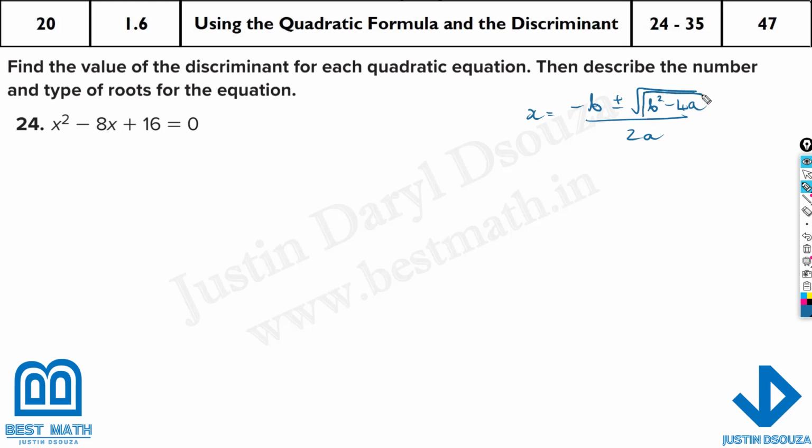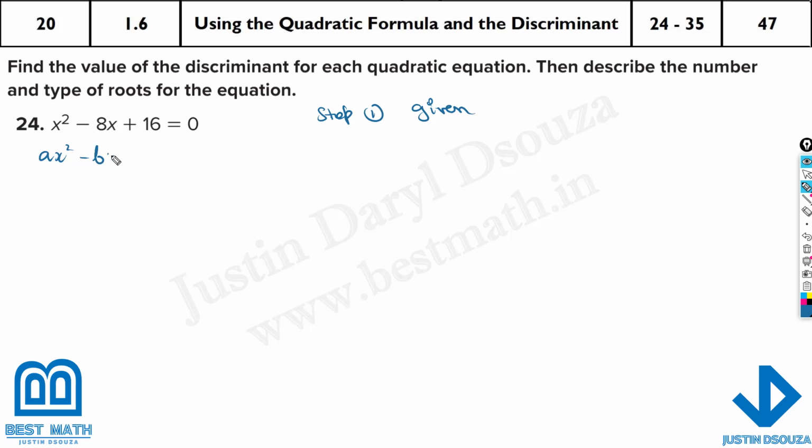That is only this part in the quadratic equation formula, only b squared minus 4ac. So since it's the writing part, step 1, given. Let's see what is given. Here you need to remember the standard form of a quadratic equation. It is ax squared plus bx plus c equals 0.